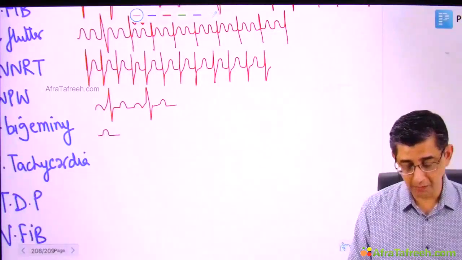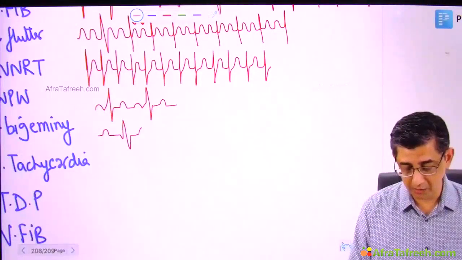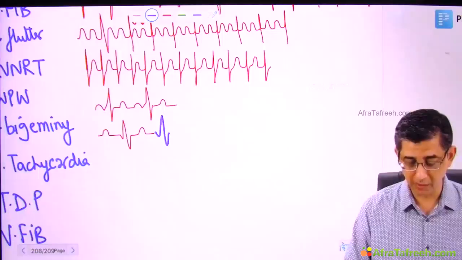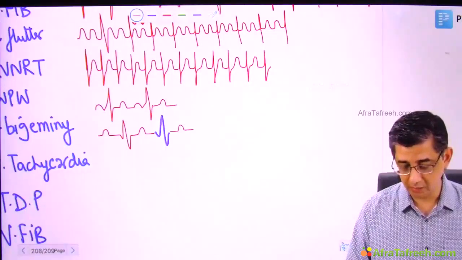In ventricular bigeminy, you will be noticing normal sinus rhythm. Then there's gonna be a broad QRS complex. Again, SA node says, give me back the control.